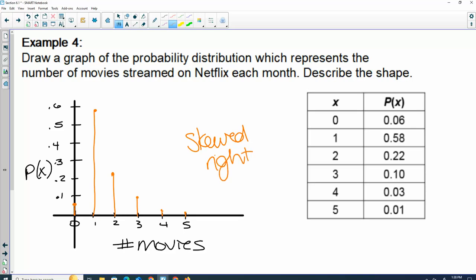All right. Any questions on that? So that's kind of all review stuff. We've seen probability distributions before. We've talked about shapes of things before. Now we get into the newer parts.